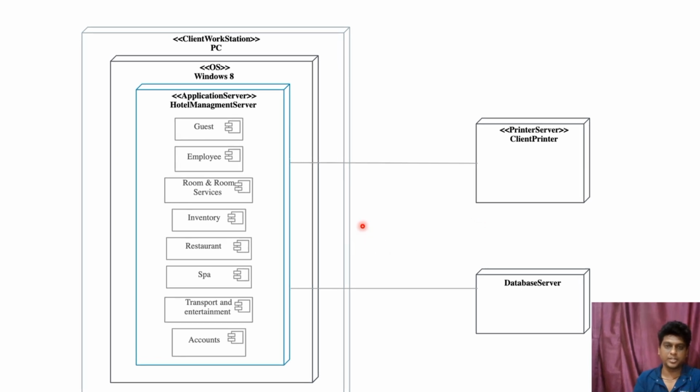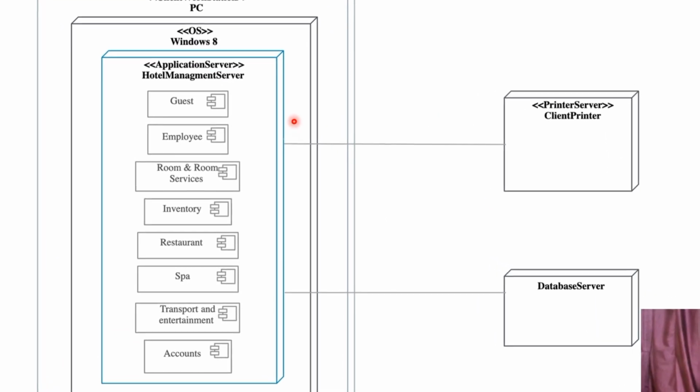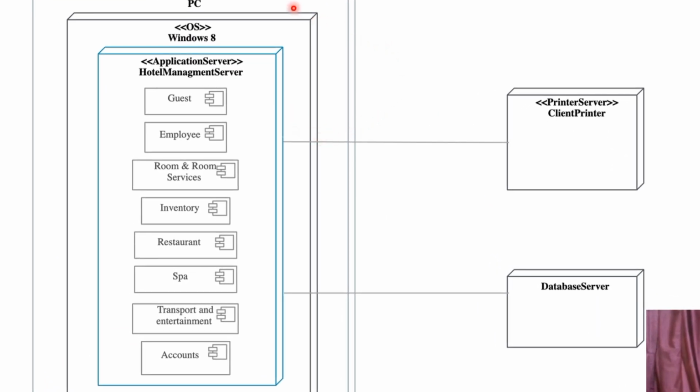So this is how the hotel management system is explained using this deployment diagram. Here is the workstation and the operating system that we used, and this is the application server that contains the guest, employee, room services, inventory, restaurants, and if there is a spa, then the transport and entertainment. Finally, it's accounts. It can be connected with the database server.